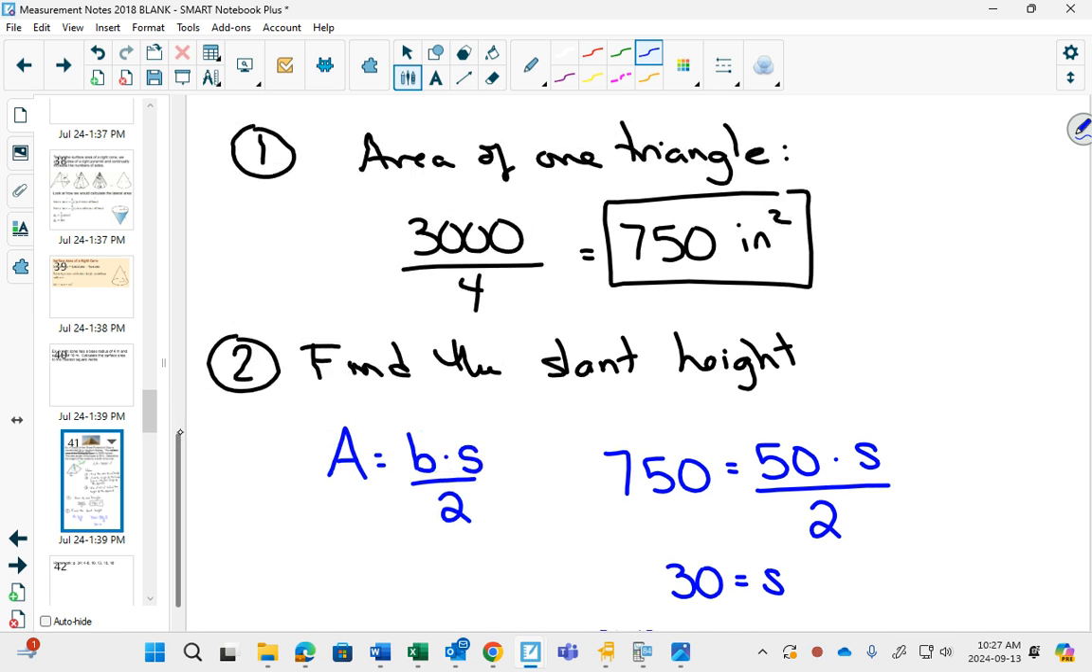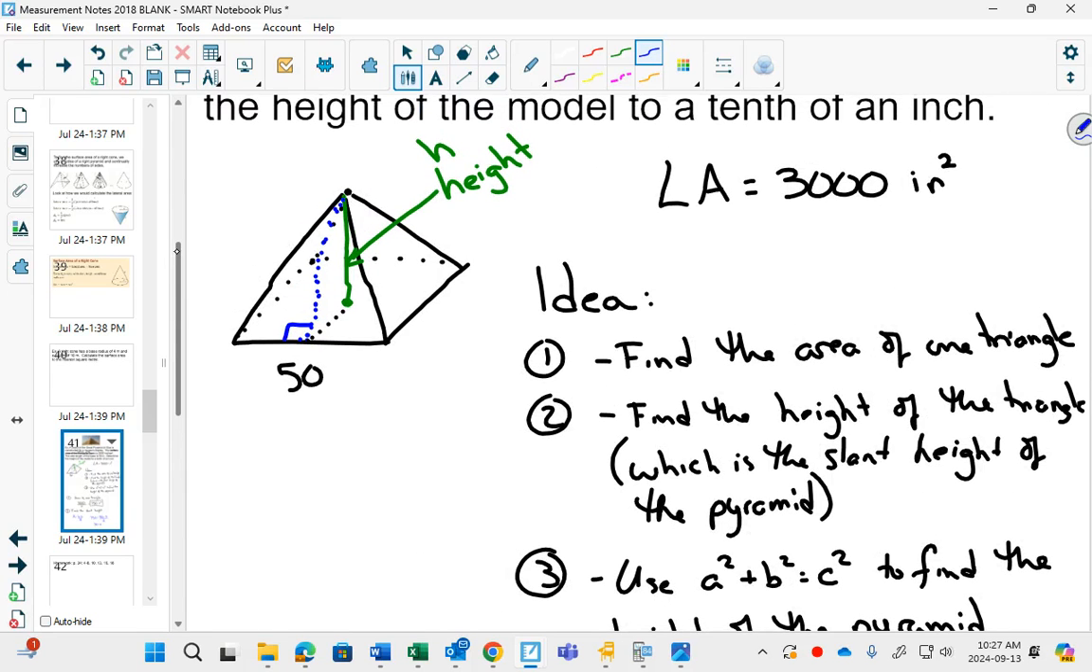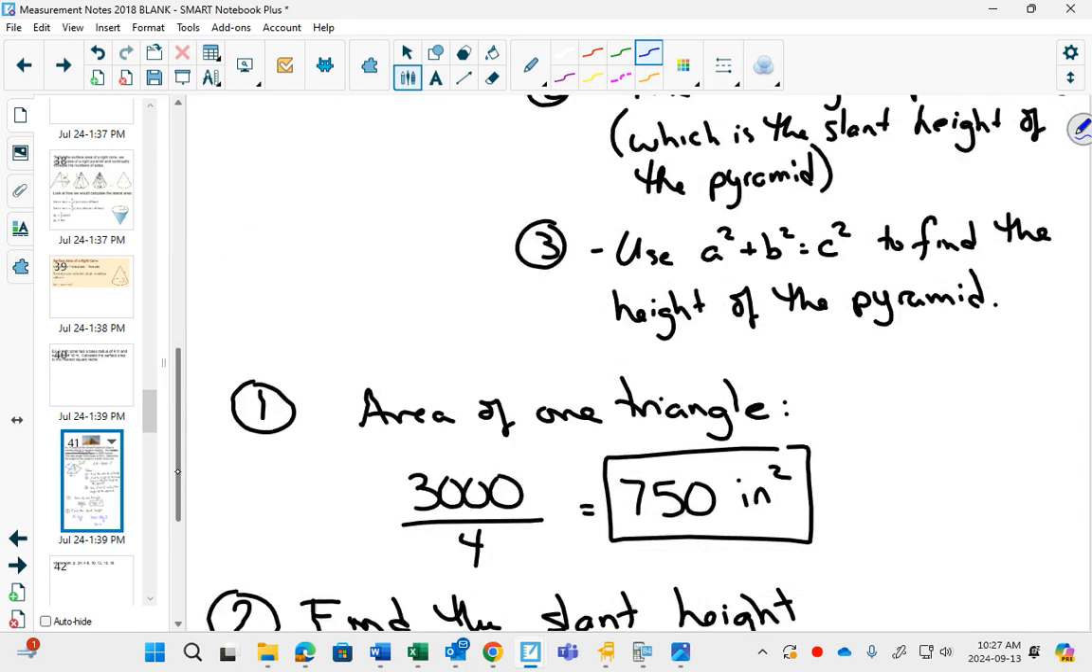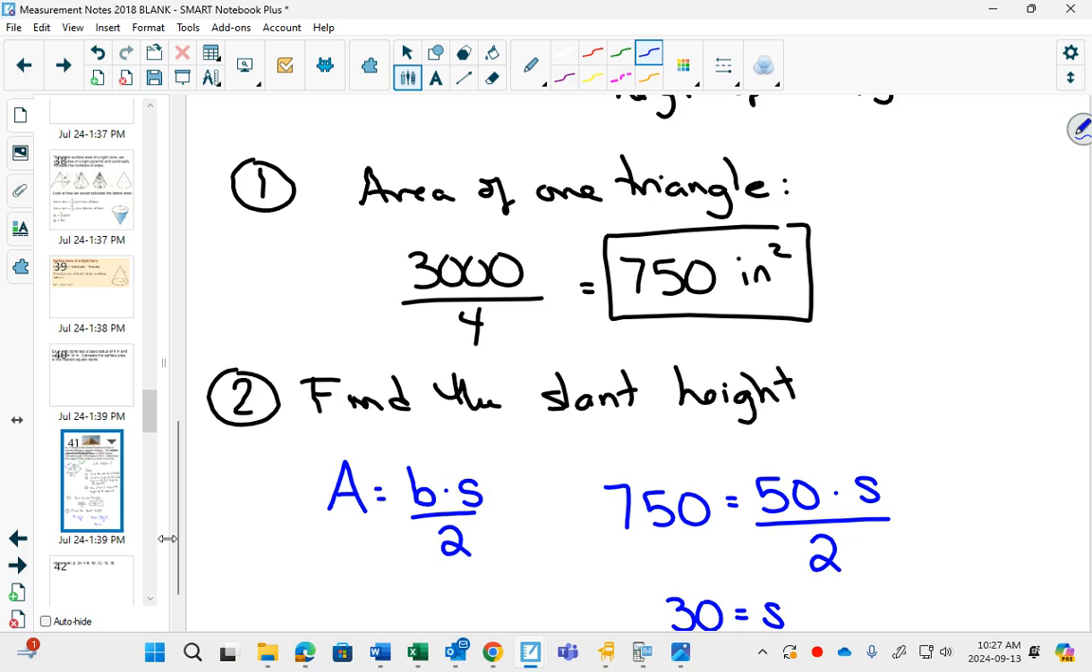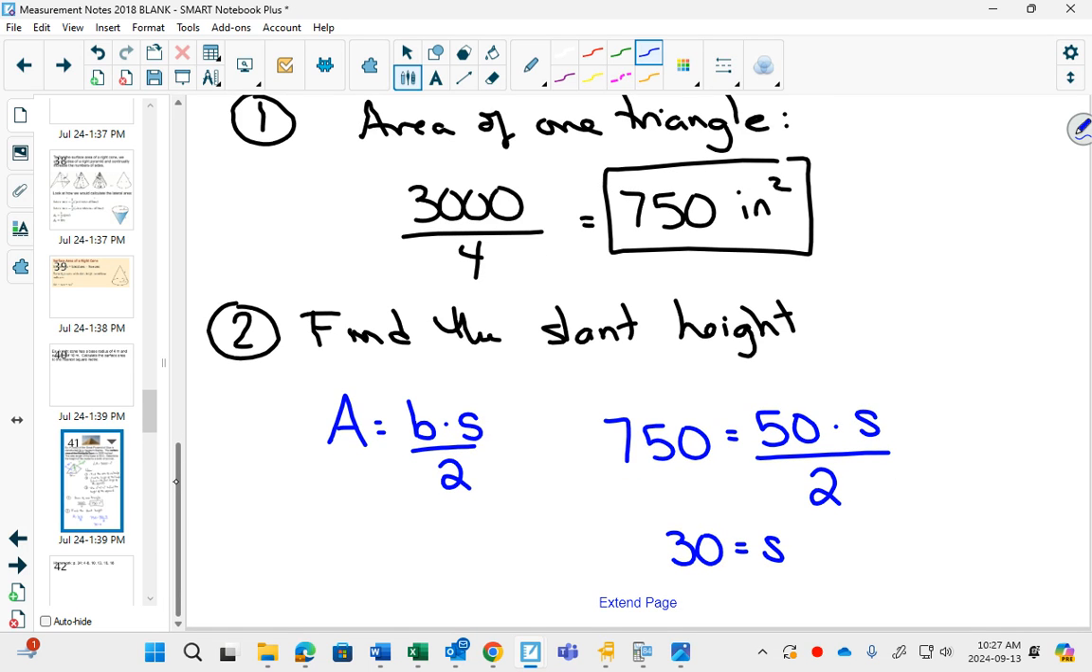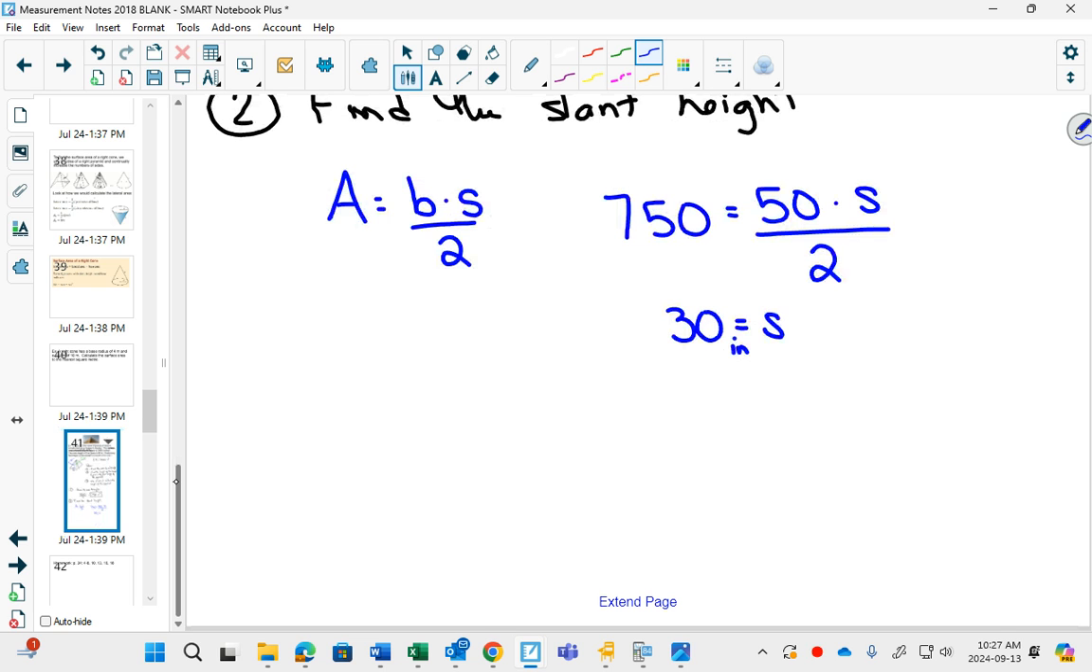One thing that's also helpful as you're going along is you can do some labeling as you go along. So we just figured out that blue line, that our slant height was 30. Maybe I even want to include units on here, as we're going.